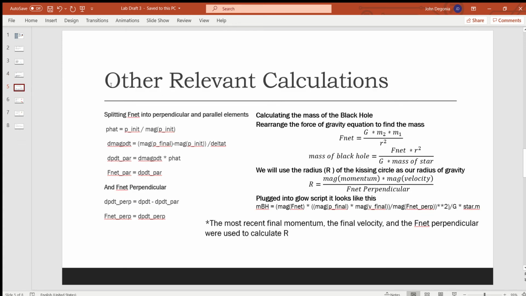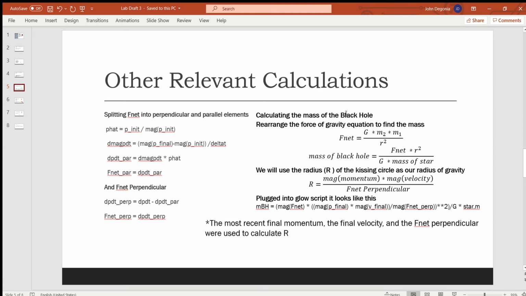So now that we've got our net force, we need to do a little bit more. We need to split that net force into perpendicular and parallel elements. How are we going to do that? Well, we're going to take p hat to be the direction of our motion, so we can get our parallel force. So take p hat as the direction of our motion, and that way our force parallel will be the force in the same direction as p hat. And then from the remaining force we can get our perpendicular.